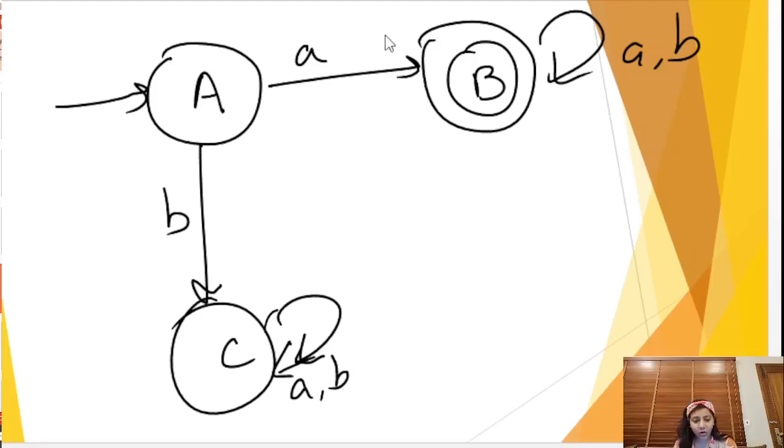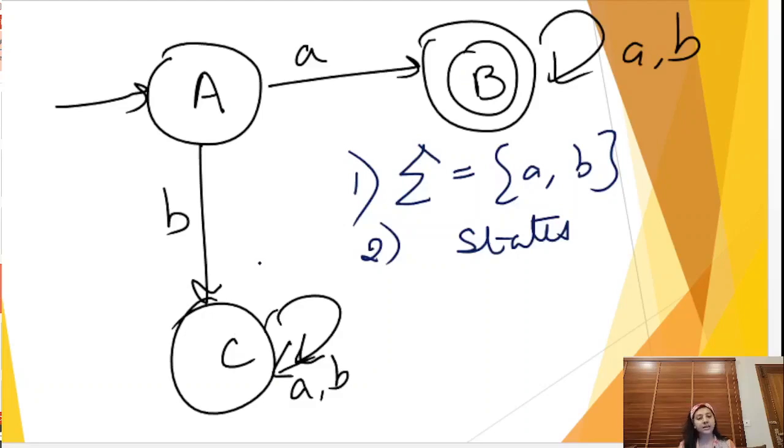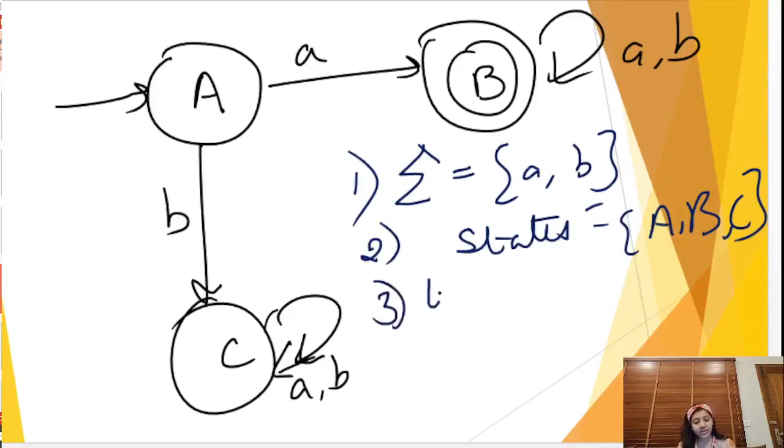So in this finite automata, we basically have three things. The first thing is the alphabet. The alphabet is the set of symbols for which we draw our finite automata. The second is the states. What are these states? These circles in which we have written capital A, capital B, capital C. These circles represent my states. So I have basically three states in this finite automata, A, B and C. And all these arrows on which we have written small a, small b, these represent my transitions.